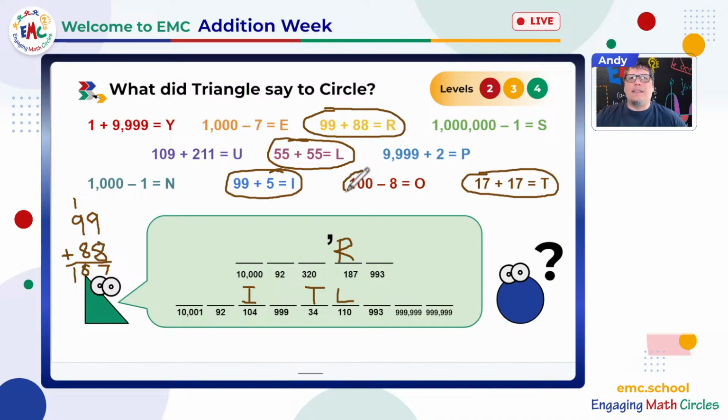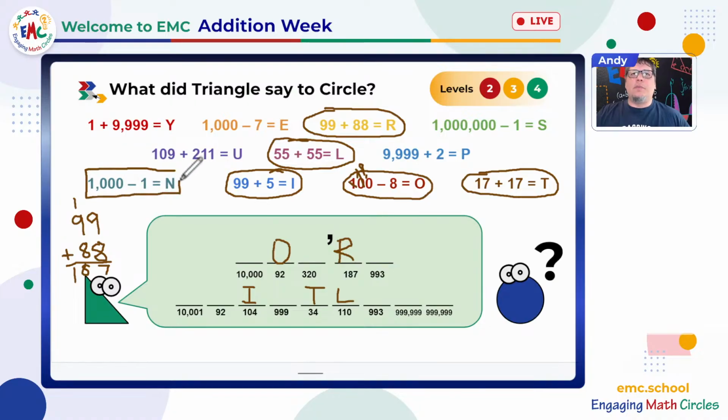100 minus 8. I'd have to borrow. Give 10 to the tens place. Borrow from the tens place. Make it a 9. 10 minus 8 gives 2. 92 is O. Anyone seen the solution yet? Screaming at your screen saying, Mr. Andy, you're too slow.